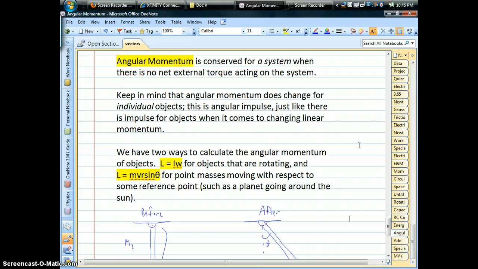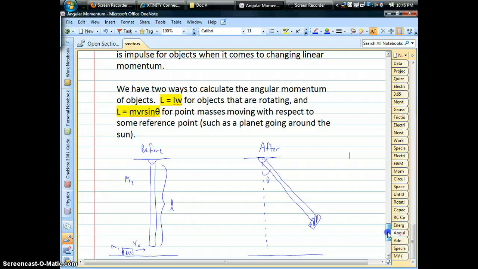Okay, and this happens for angular momentum when there's no net torque acting on the system itself. Individual objects, don't forget, can change angular momentum. That happens all the time, but collectively, that's when we have conservation.